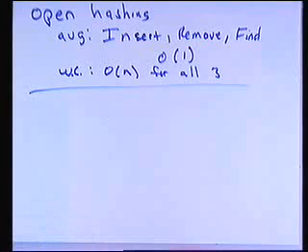So that's open hashing. Closed hashing will end up having the same results. That insert, remove, and find will be constant time in the average case, and linear in the worst case. So that's going to be the performance for both open hashing and closed hashing. So the question is, what will be the difference between them? And we haven't talked about closed hashing yet, but what will be the difference?